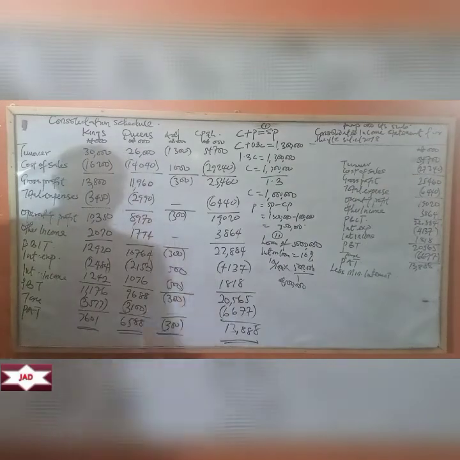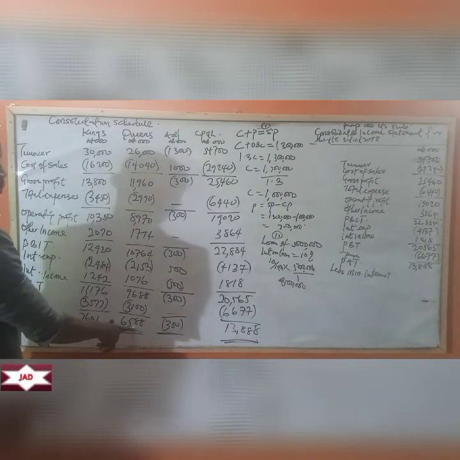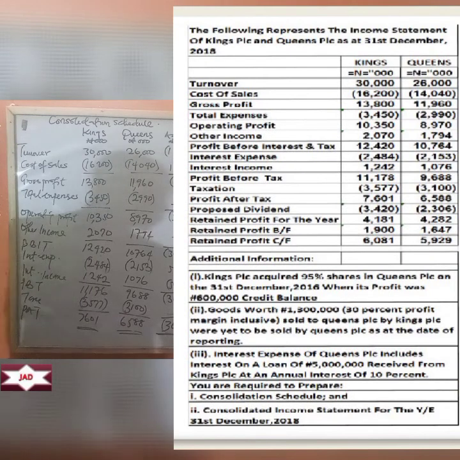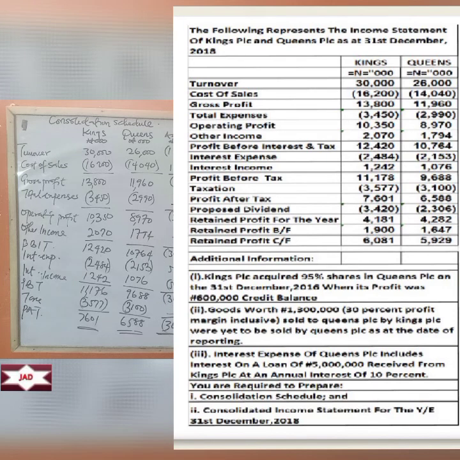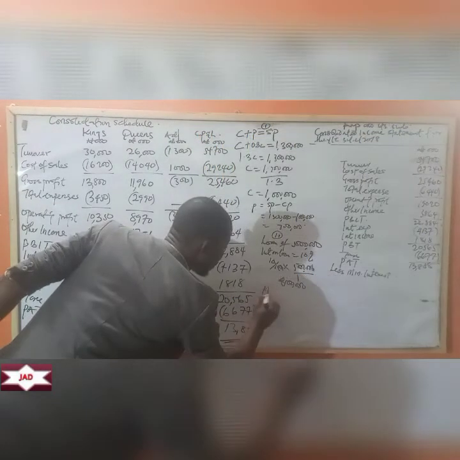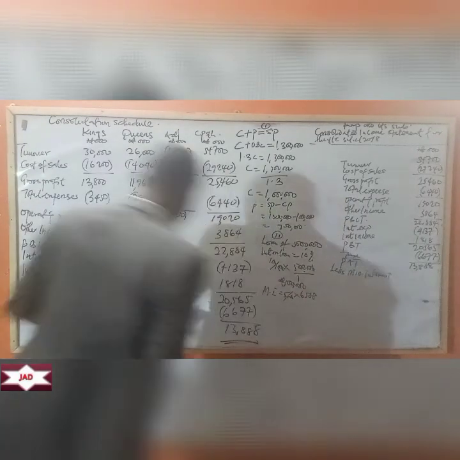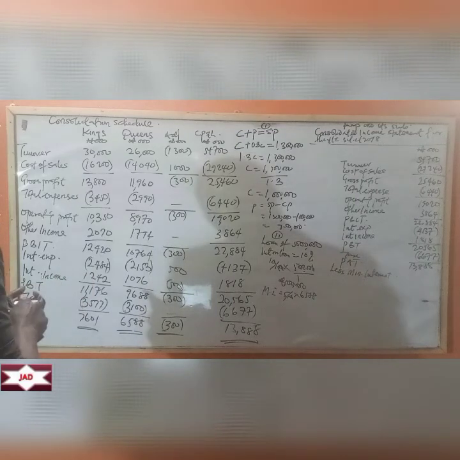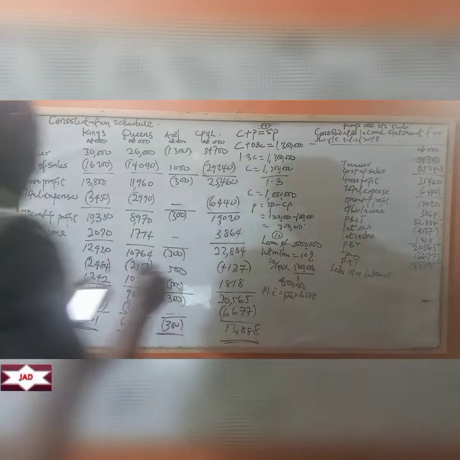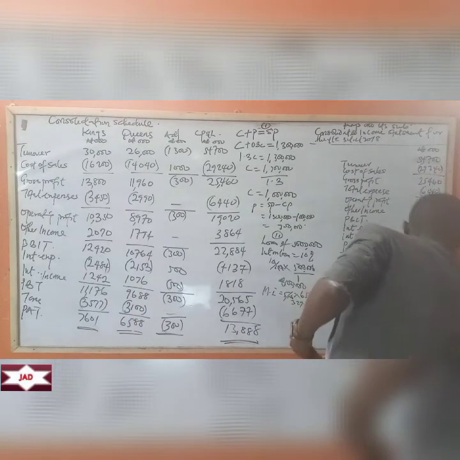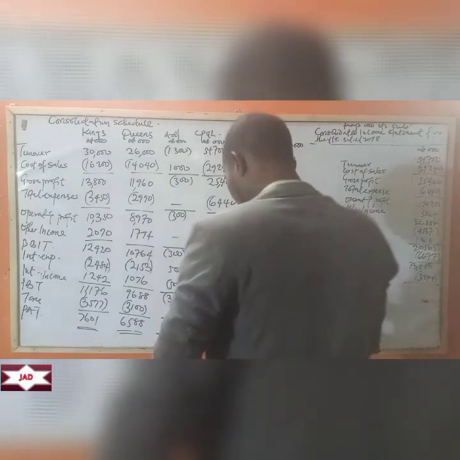So from here, this is attributable to the entire owners, which is the holding company and the minority interest. What minority interest here now? Of course, based on what we have here, the holding company has 95%. So minority interest is 5%. So that will be 5/100 times 6,588, which is 329.4. So we'll take that out. We have the profit attributable to the group.